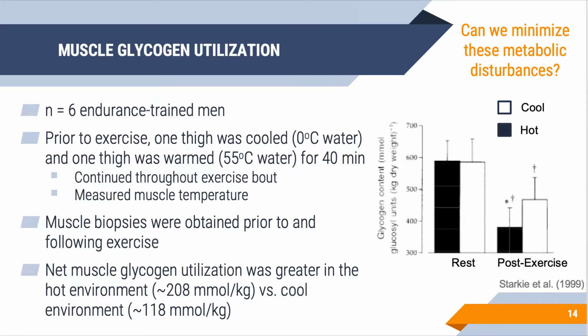So the question really becomes, can we minimize these metabolic disturbances? Is there something that we can do to combat these acute heat stress scenarios and to preserve muscle glycogen or prevent these rises in muscle lactate, as we know they contribute to fatigue?